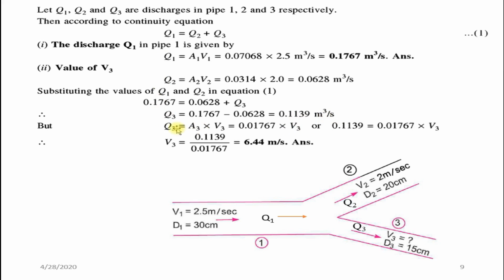Now, once you get Q3, you can easily find out the velocity V3, because from the continuity equation Q3 is equal to area into velocity, A3 into V3. V3 is equal to 6.44 meter per second.